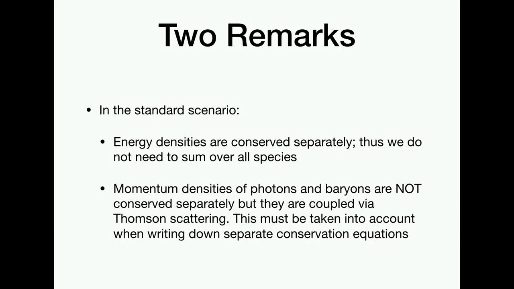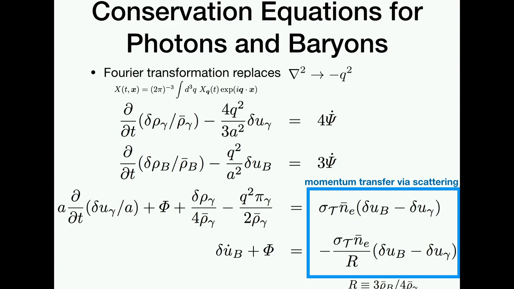All right, so I said this already. In a standard cosmological scenario, energy densities are conserved separately, but momentum densities are not conserved separately, especially photons and baryons. So let's simplify the equations, and now we go to Fourier space. Yes?